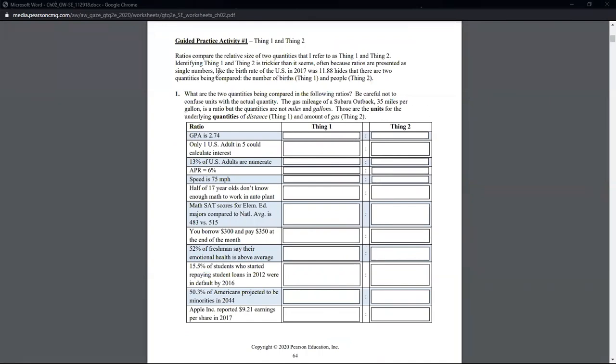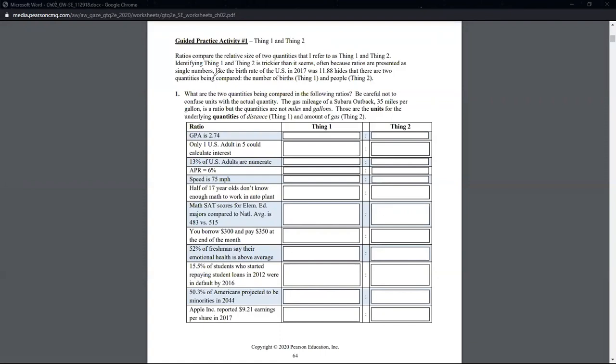All right, so I can't read this top part. Ratios compare the relative size of two quantities that I refer to as thing one and thing two. When I say that, I mean them, this worksheet. So apples and oranges: apples, thing one; oranges, thing two.